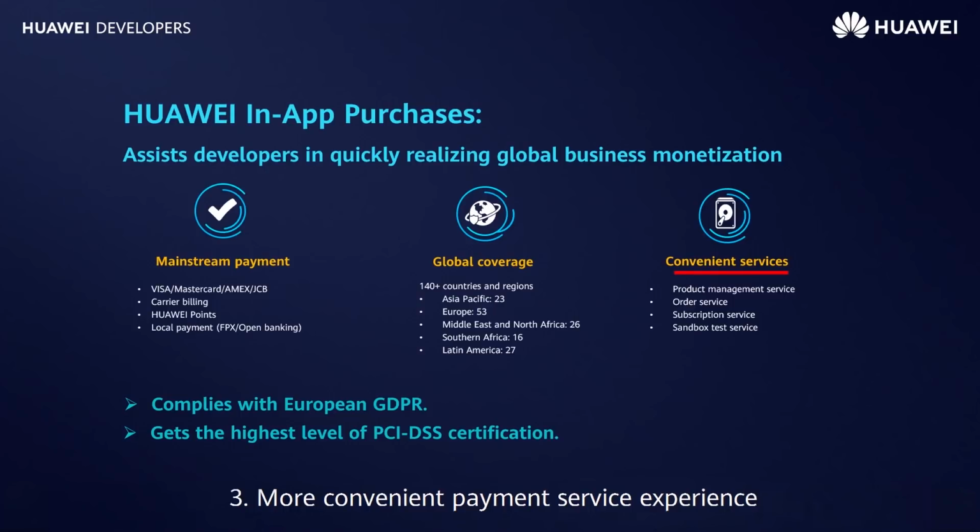3. More convenient payment service experience, such as product management system, order omission preventing system, enhanced product subscription, and sandbox mode for convenient testing of developers. Huawei IAP is compliant with GDPR and certified by the high level of PCI DSS. Huawei is confident in and capable of product compliance, and developers can rest assured and have the products rapidly sellable across the world after accessing IAP.